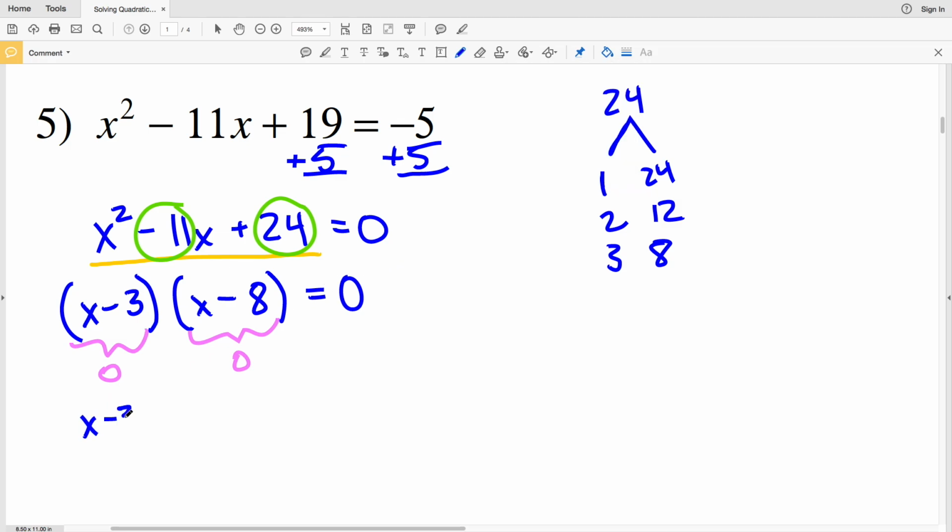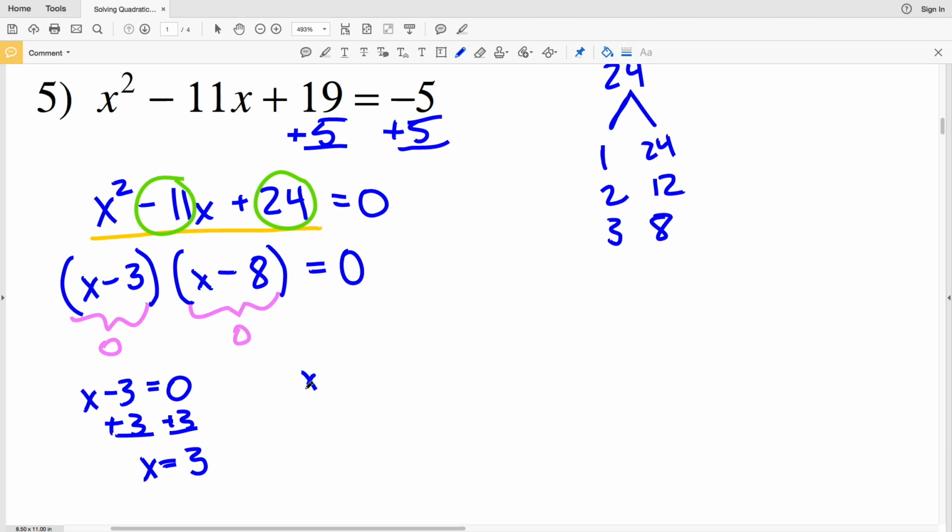So if x minus 3 is equal to 0, I'll add 3 to both sides to get that x is equal to a positive 3. And if x minus 8 equals 0, I'll add 8 to both sides to get that x is equal to a positive 8. So my solutions to this quadratic equation in number 5 are 3 and 8.